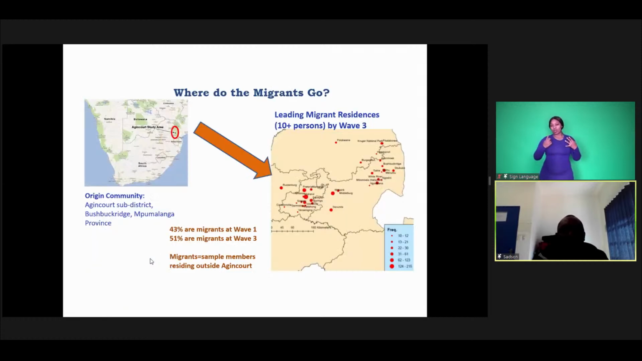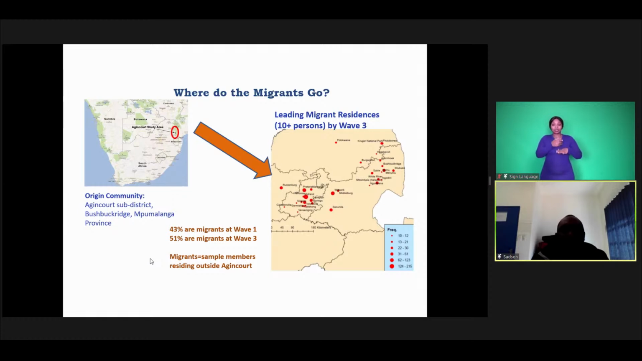So this just shows the geography of the place in Agincourt and the places where our participants, our sample, possibly go and stay after they migrate from the study site. As you can see here, there is a difference in terms of the number of people who migrated in wave 1. It is increasing currently in wave 3. In wave 1, we only had 43% of people who had moved from rural to urban. But in wave 3, the percentage has increased, and possibly it might continue increasing as time goes to wave 5.